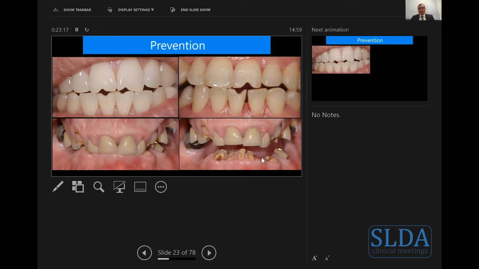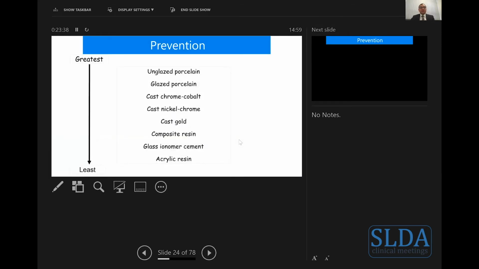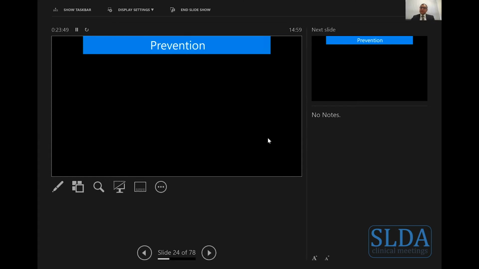And in this bottom picture here, you can see extensive, severely worn dentition. The reason it is so worn in this area is because of the rough porcelain that was left on the palatal surface of these anterior crowns, which acted essentially as sandpaper. There is research that shows that unglazed porcelain has one of the greatest potentials to cause harm or wear to the teeth when you compare other dental materials. So we need to be particularly careful.